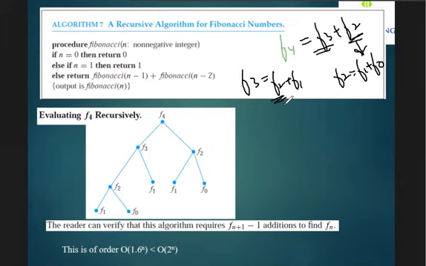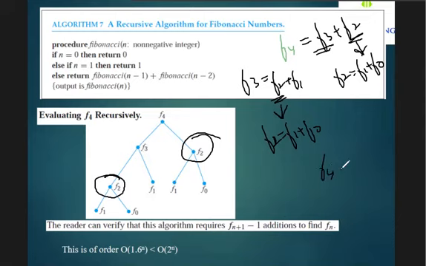Now this f of 2 needs to be found out. So f of 2 is equal to again f of 1 plus f of 0. So each time, if you notice, even though we have found f of 2 over here, again we need to find f of 2 for this part where we are getting from f of 3. So we can see that this algorithm requires f of n plus 1 minus 1 additions to find f of n. For f of 4 we require 1, 2, 3, 4, 5, 6, 7, 8, 9. So we require totally nine computations.